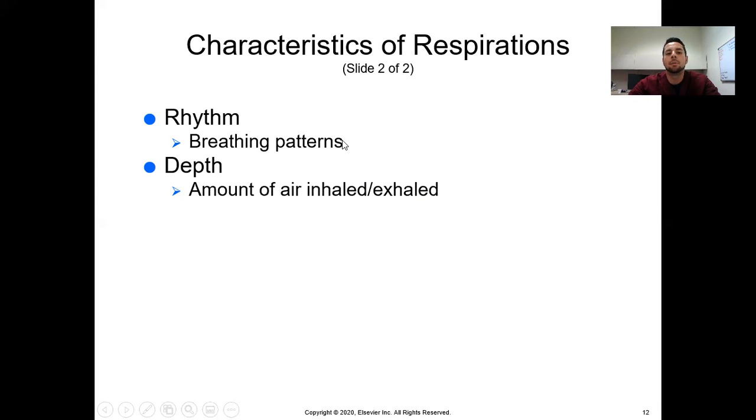All right, so the rhythm are the breathing patterns, and the depth. The depth is the amount of air inhaled and exhaled. Sometimes you might see shallow breathing. Sometimes you might see super deep breathing.